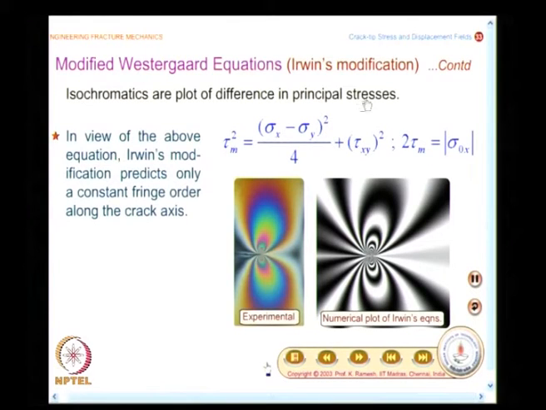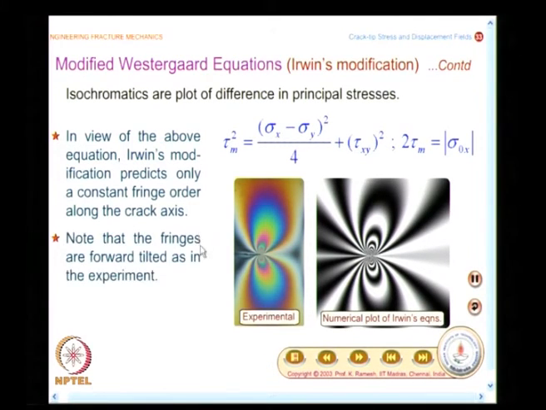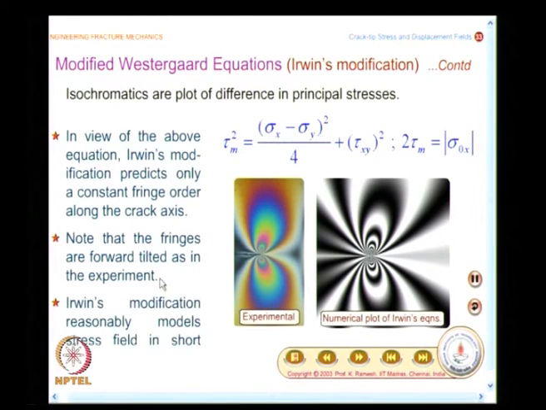It is only experimentalists who emphasize initially the need and requirement for considering higher order terms. The Irwin's modification is at least you should have a correction to sigma x stress term. So, as I had mentioned, the fringes are forward tilted as in the experiment, and you can say Irwin's modification reasonably models stress field in short cracks. So, that is a comfort.